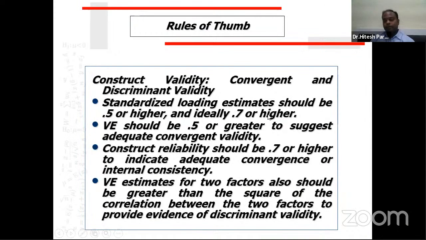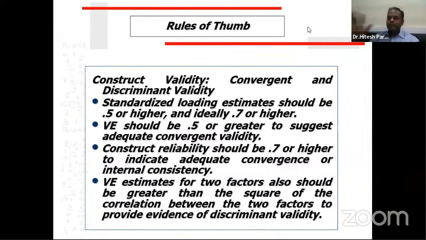The standardized factor loading estimate should be higher than 0.5, or ideally 0.7, but I recommend 0.7. Each factor loading should be greater than 0.7. Average variance extracted, AVE, should be 0.5 or greater. Now variance extracted is calculated by taking the squares of the factor loadings, summing all of these, and then dividing by the number of items.